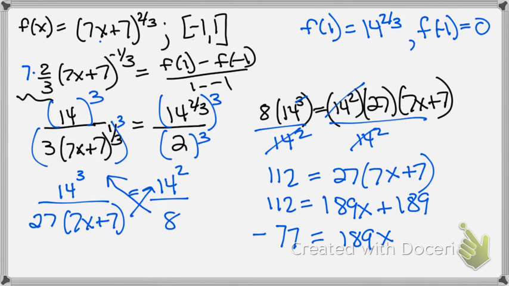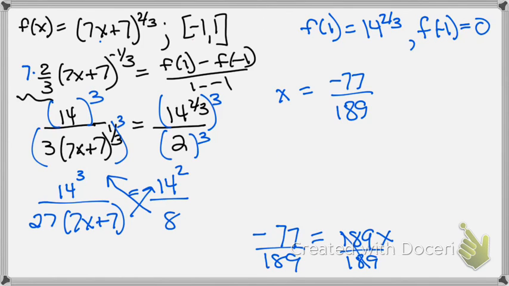I ran out of room. Divide by 189, and I get this ugly fraction, which if this was a free response question, you can leave it unsimplified. It's fine like that as long as it's correct. But since it's probably a multiple choice question, we need to find an answer that matches theirs. I've got to see if I can simplify this.